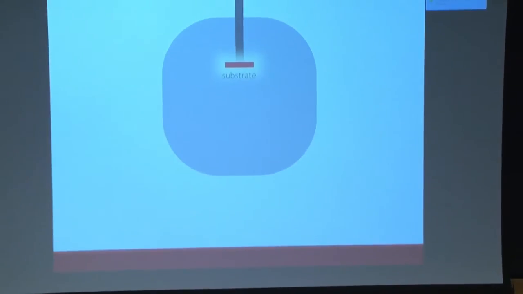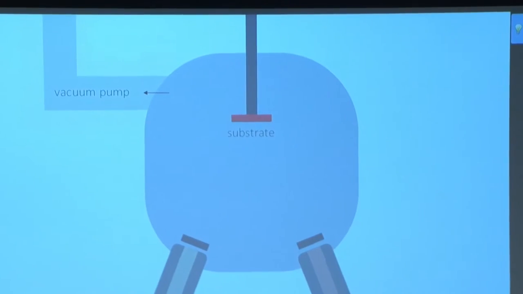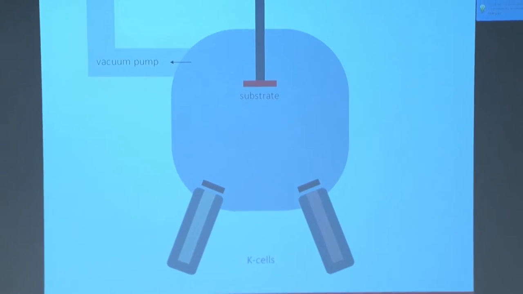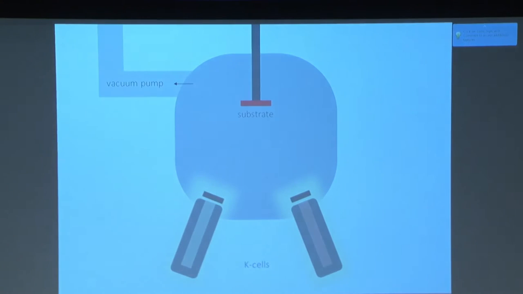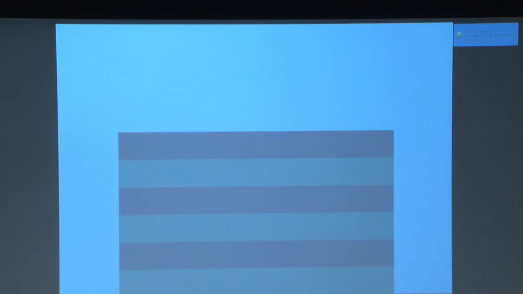How we do this is that we have a substrate suspended in the middle of an MBE chamber. This chamber is put under an ultra-high vacuum environment facilitated by a vacuum pump. And we have two K-cells at the base of the MBE chamber, and these K-cells bring metals in them to an extremely high temperature such that the metals sublime. Shutters on the K-cells open the K-cells such that metals are selectively deposited on the substrate surface. Alternating the opening and closing of the shutters gives us a monolayer structure, as can be seen in this diagram.